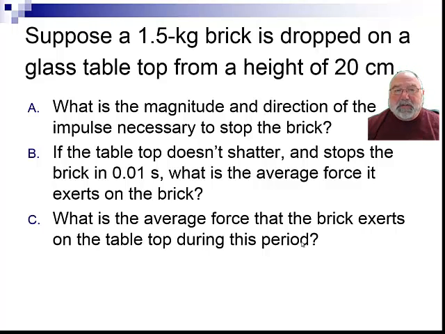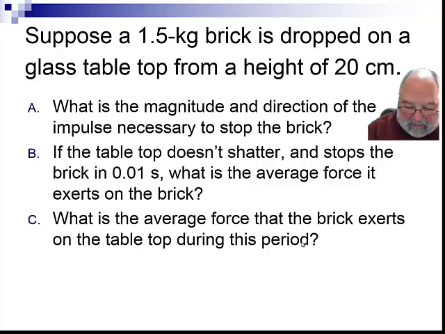Okay, welcome back. So now we're going to do a little bit of that math stuff. Do a practice problem here. So we're going to have a 1.5 kilogram brick, and it's being dropped on a glass table. I don't recommend you do this at home. We're going to drop it from a height of 20 centimeters. So what is the magnitude and direction of the impulse necessary to stop the brick?